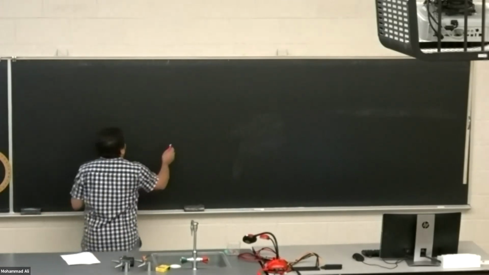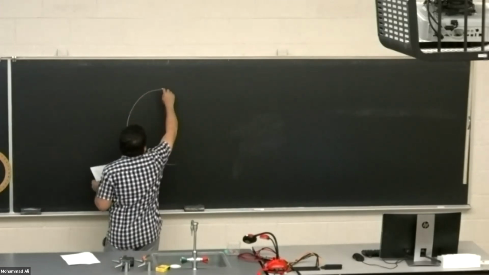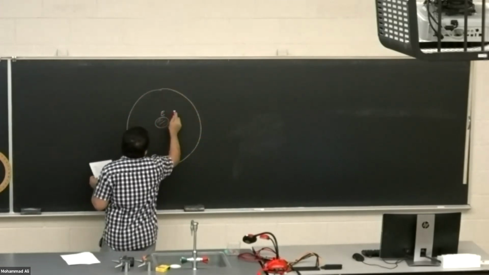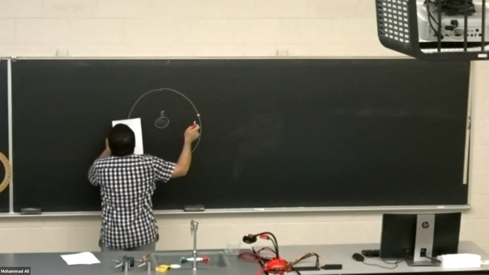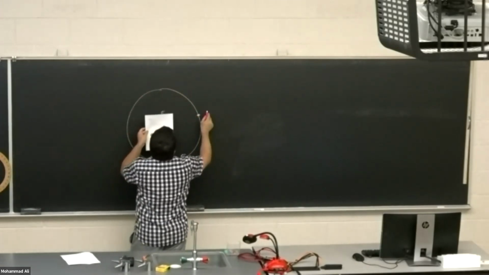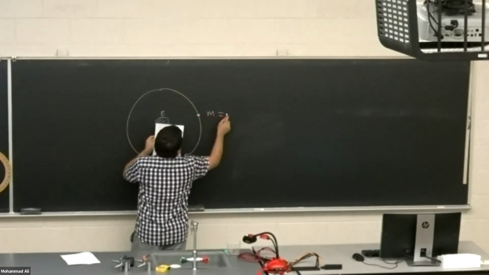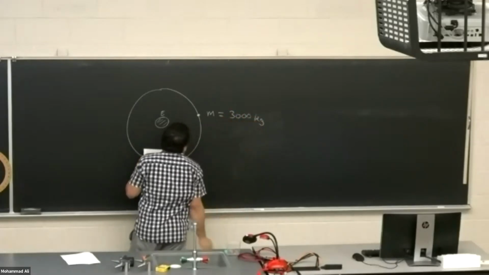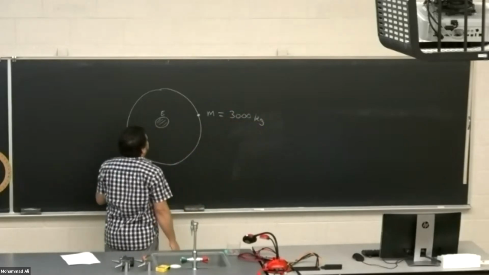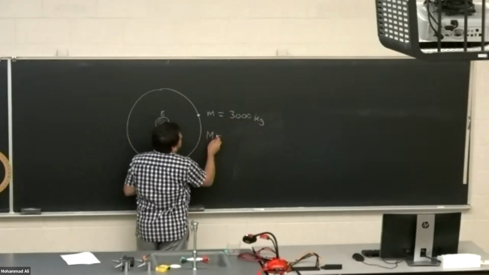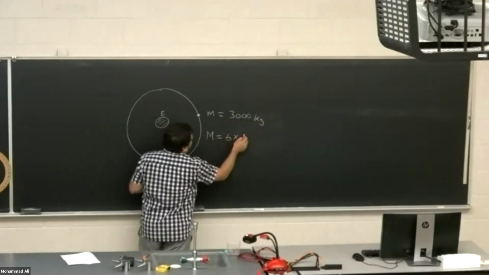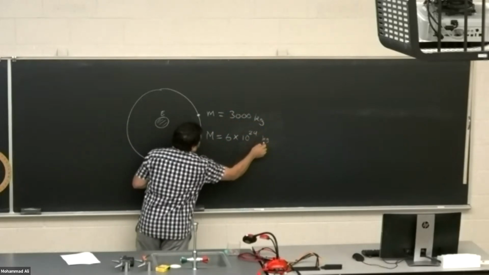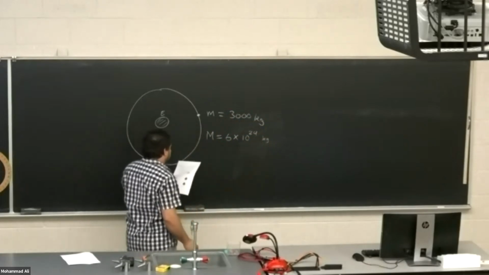If we have a satellite rotating around the Earth, this satellite has a mass equal to 3,000 kilograms. The mass of the Earth, as you know, is 6 multiplied by 10 to the 24 kilograms. Okay, what else?